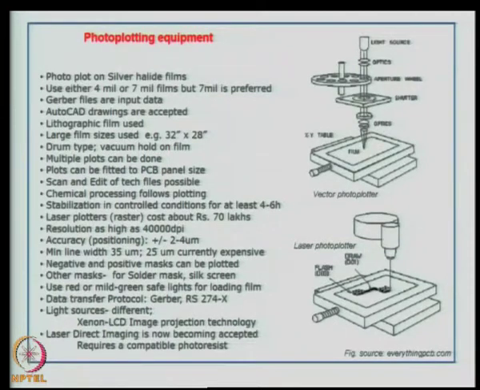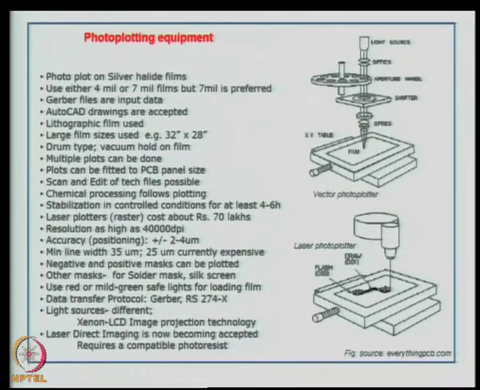Resolution as high as 40,000 dpi. Accuracy, or the positioning part of it, is plus or minus 2 to 4 microns. Today equipments are available. Minimum line width: typically people require 1 mil, that is 25 micron, but that is very expensive, but most machines offer 50 micron minimum line width.